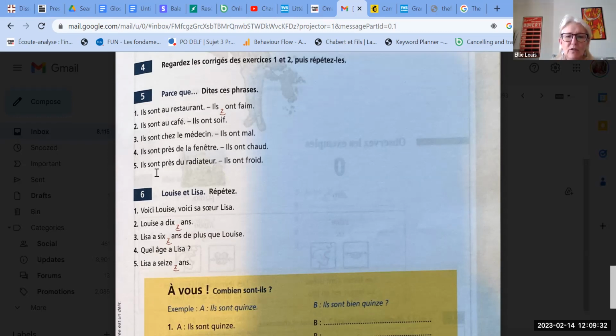Okay, do you want to do the next two by yourself? Very good. I can see, by the way, your lips are moving, you're getting it. So, ils sont près de la fenêtre. Ils ont chaud. Ils sont près du radiateur. Ils ont froid. Très bien.